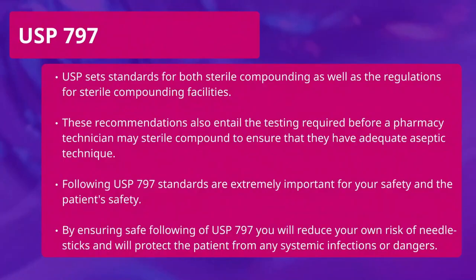Next we have USP 797. So USP 797 sets standards for both sterile compounding as well as the regulations for sterile compounding facilities. So these recommendations also entail the testing required before a pharmacy technician may sterile compound to ensure that they have adequate aseptic technique. So following USP 797 standards are extremely important for your safety and the patient's safety. By ensuring safe following of USP 797, you will reduce your own risk of needle sticks and will protect the patient from any systemic infections or dangers. So this one's a really important one.